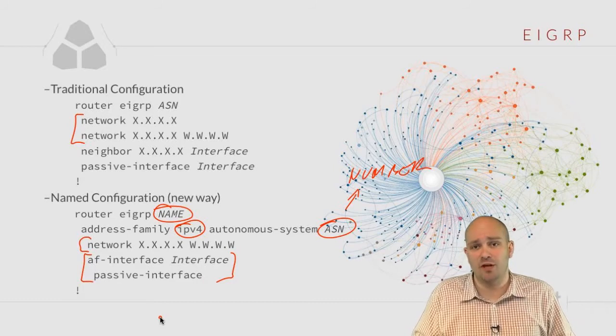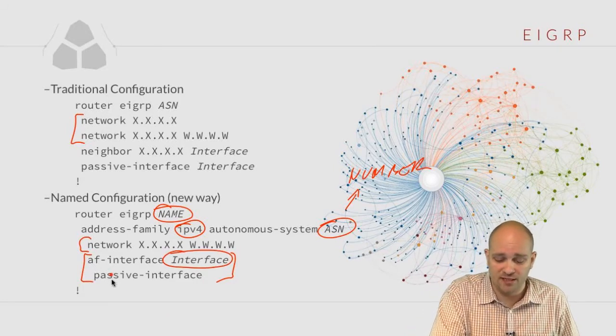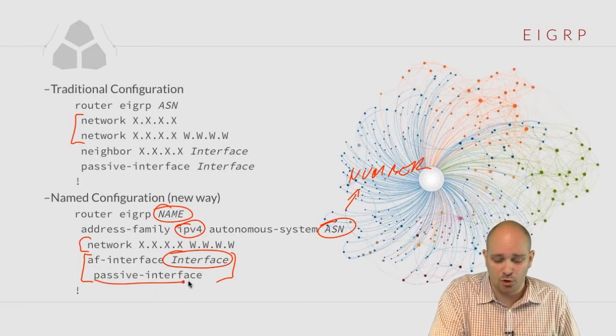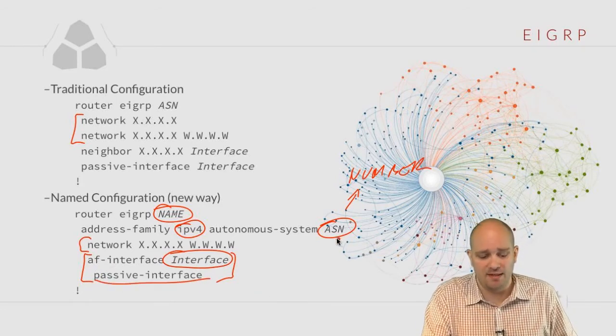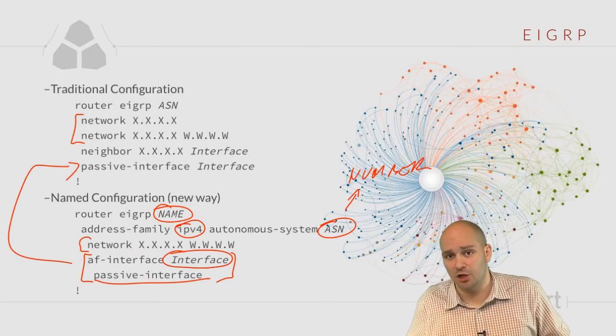And in this configuration example here, what I have done is I have said that for this particular interface, we are going to be operating in a passive mode. So pretty much I have replicated the configuration that I had here above.